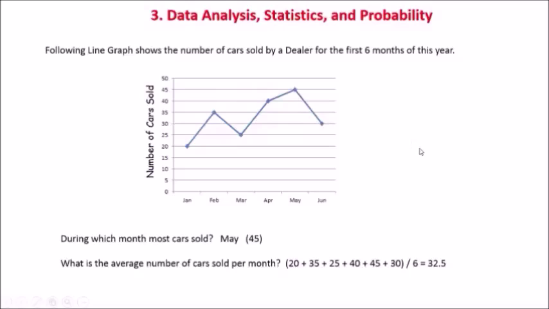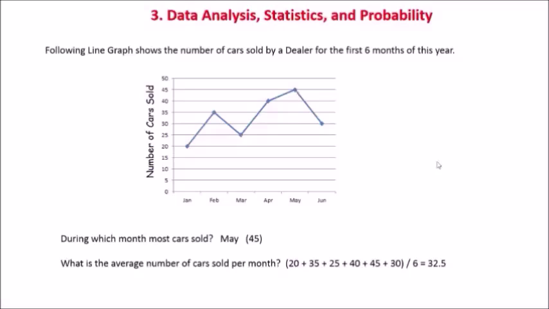During which month did the dealer sell the most cars? In May. During which month did the dealer sell the least number of cars? January. So he sold only 20 cars in January, but in May he sold 45 cars. Then what is the average number of cars sold per month?